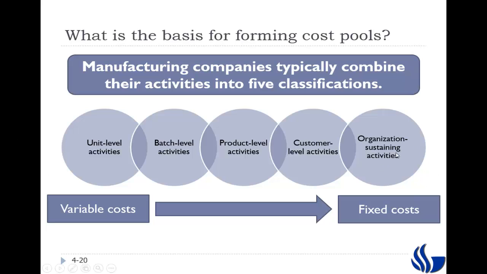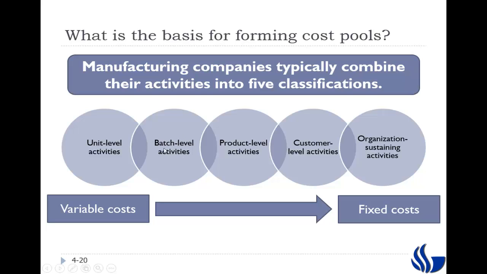Organization sustaining activities, in contrast, might be rent for your facilities, whether you make 50 product lines or 2 product lines, or 1,000 units or 1 unit, or however many customers you have, you have to pay rent to have your organization. For public companies, it might be filing costs with the SEC. It really doesn't correlate with anything other than being in business.